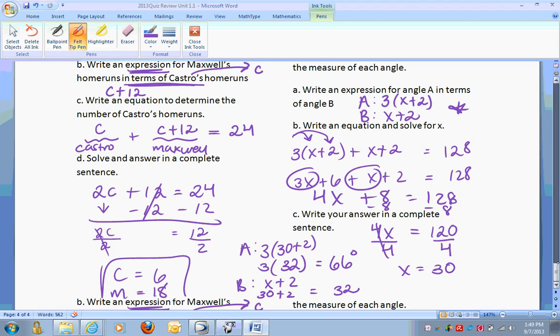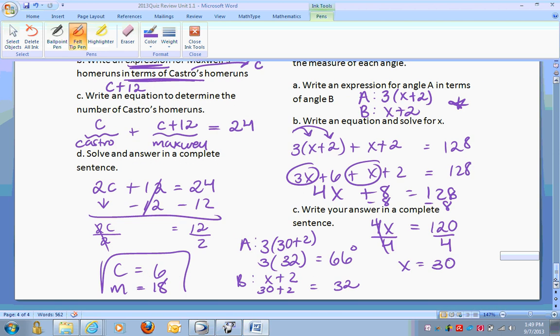Now I should check my answers and make sure that they add up to 128, and they don't, because I can go back and realize I multiplied wrong here. 3 times 32 is not 66, it's 96. So there are my answers right there.